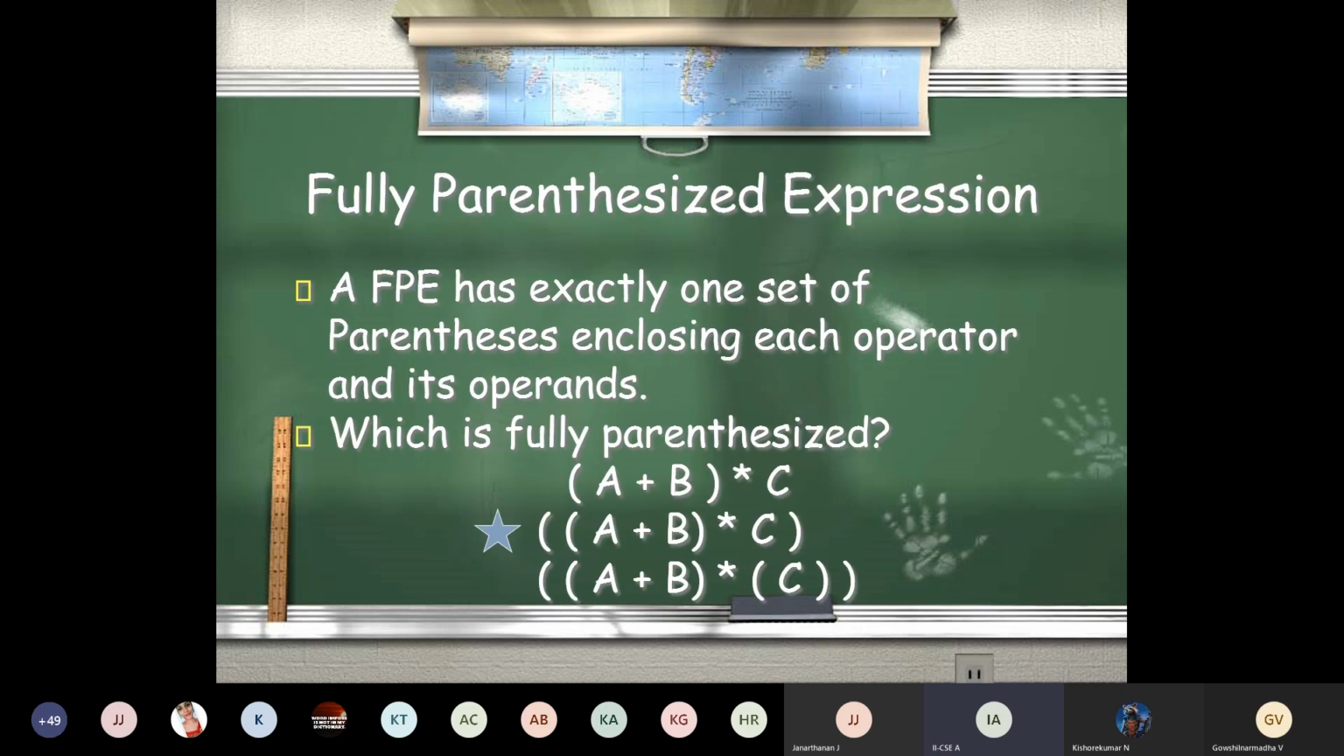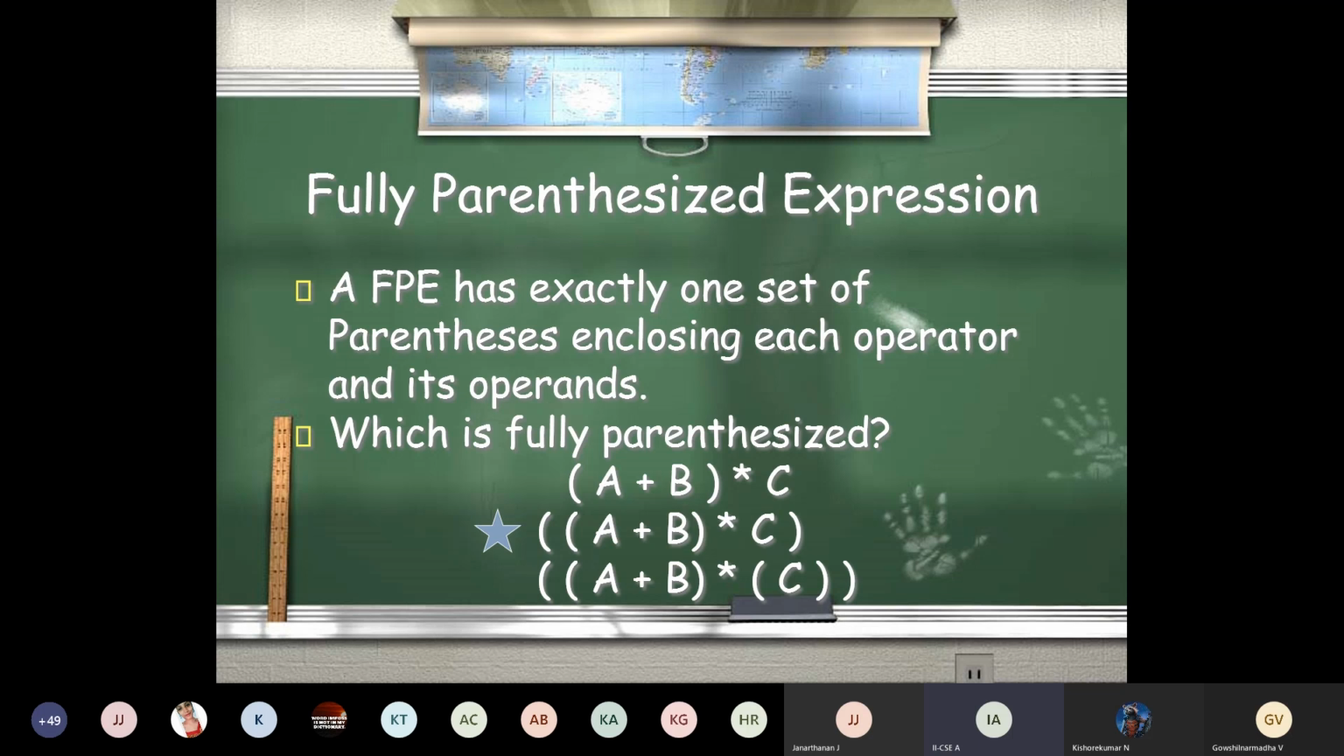Sometimes there is one more notation called fully parenthesized expressions. Even though this is not explicitly needed, you should know that a fully parenthesized expression will have exactly one set of parentheses enclosing each operator and its operands. For example, if I have 2 plus 3, that will be enclosed within a parenthesis. Then if I have star c, that will be enclosed by one more parenthesis. Whenever there is an operator, you will have an enclosing parenthesis for that operator. That is your fully parenthesized expression.